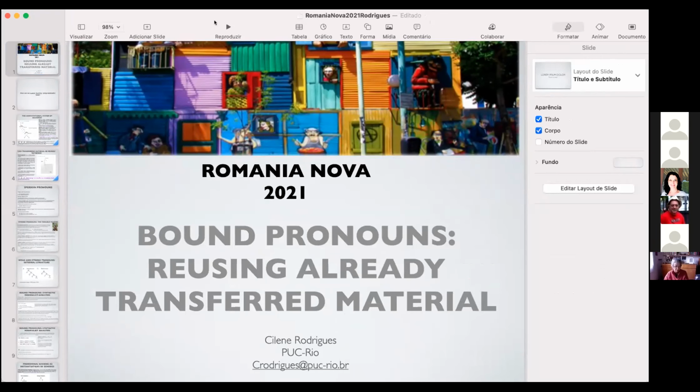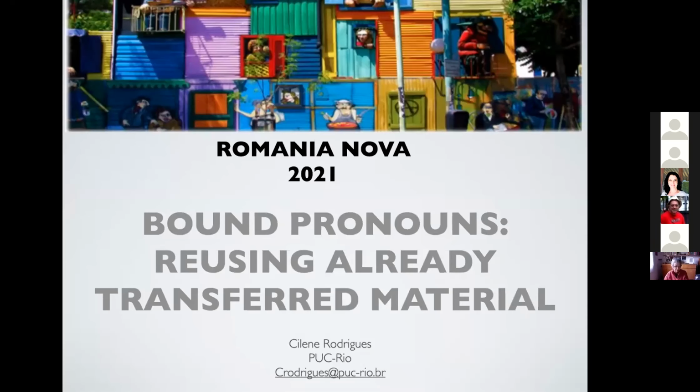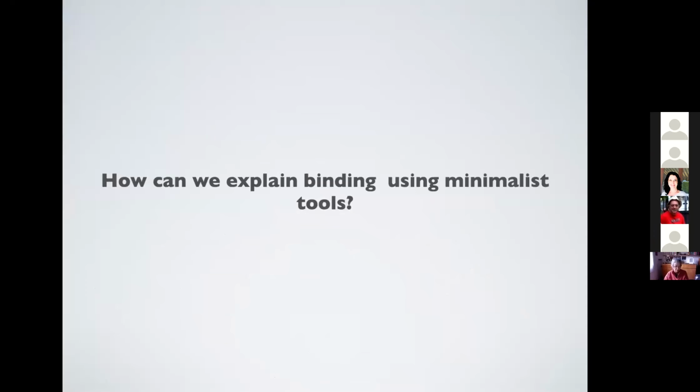Today I'll talk about bound pronouns, focus, reusing already transferred material. That's what I'm trying to do with bound pronouns. And the main question is, how can we explain binding using minimalist tools? I've been thinking about binding for a while, since my PhD, and it's very hard to deal with binding within minimalism. But what I want to do here is to try different ideas and see what I can get. I have a couple of different ideas, and today I'll show you one of them. I want to discuss one of them with you.